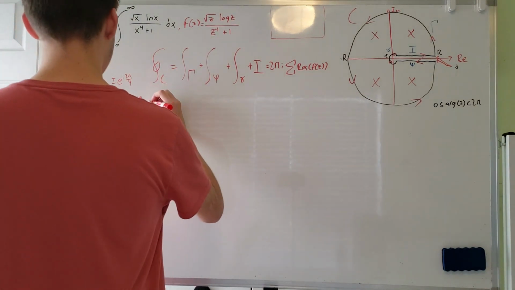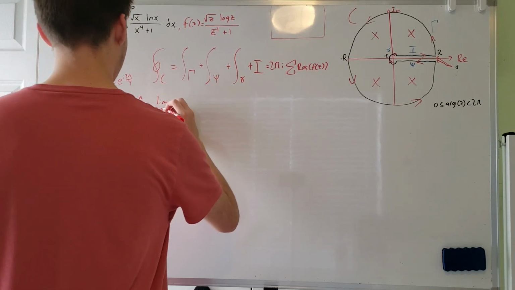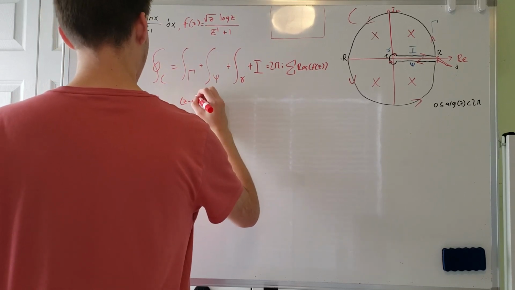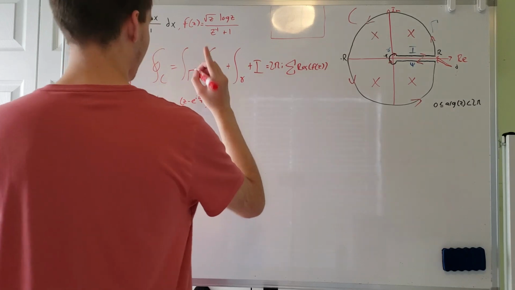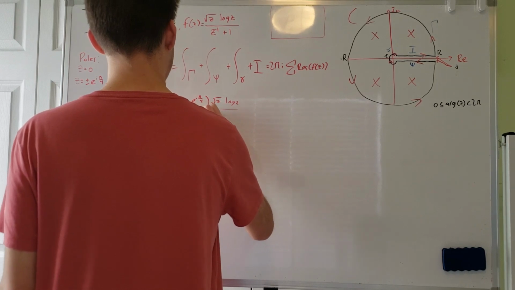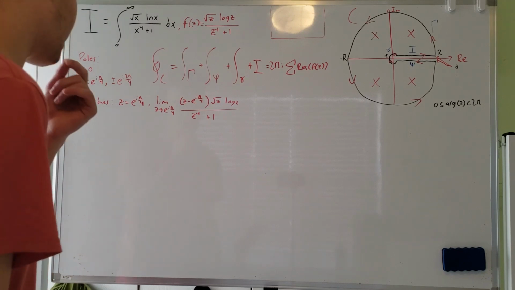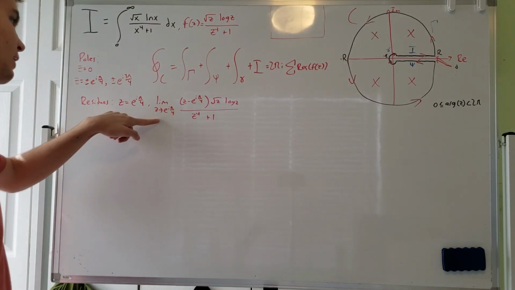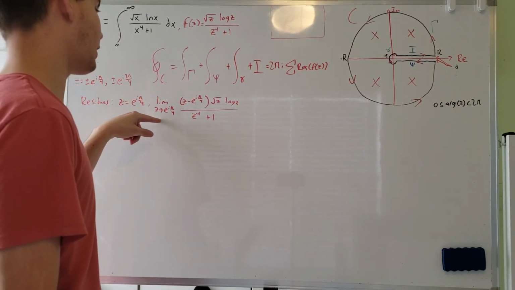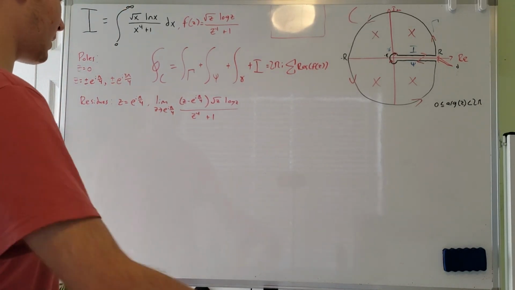Okay, so the residue of a simple pole is defined as the limit as z approaches your pole of z minus your pole times your function f of z, which is root z log z over z to the 4th plus 1. Let's establish something. When we plug in z equals e to the i pi over 4, this term goes to 0, which sends the numerator to 0, and we already know this is a 0 of the denominator, so we get an indeterminate form, which means we need to use L'Hopital's rule.